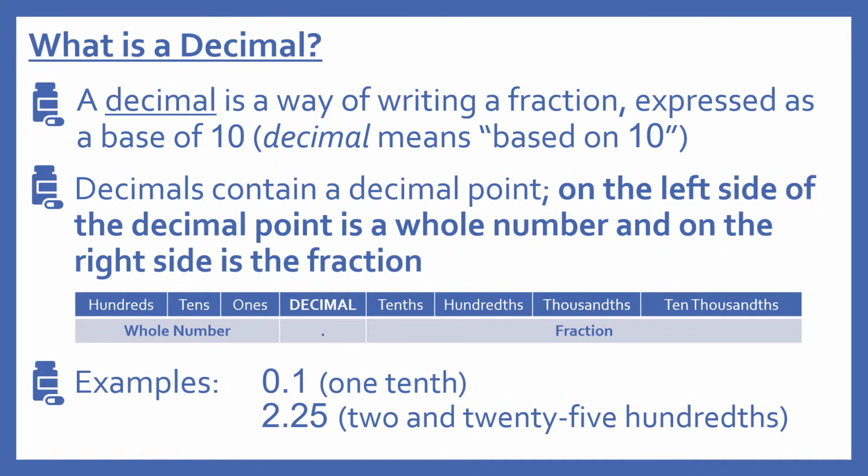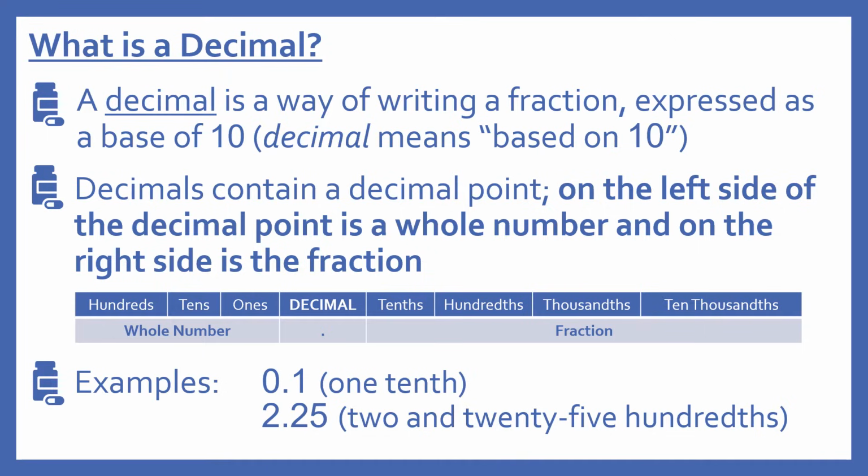Okay, so that finishes fractions. Now we're going to look at decimals. So a decimal is a way of writing a fraction expressed as a base of 10. And the word decimal actually means based on 10. So decimals contain a decimal point. On the left side of the decimal point is a whole number, and on the right side is the fraction part.